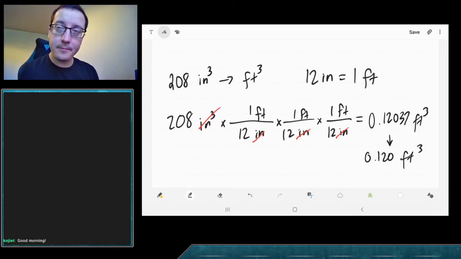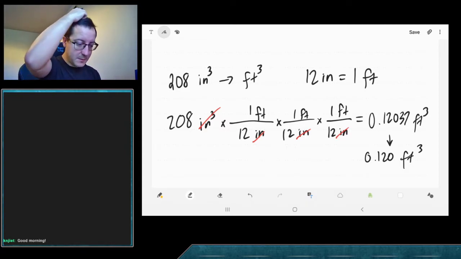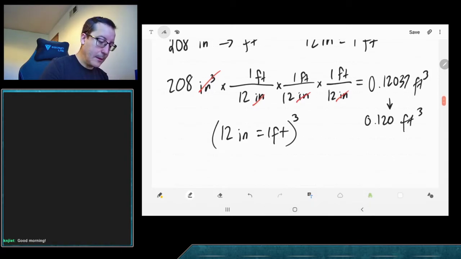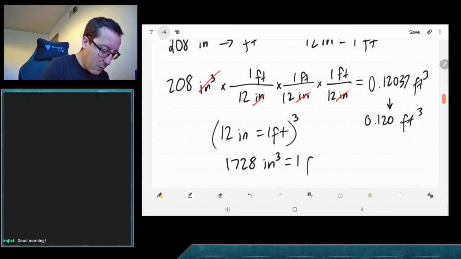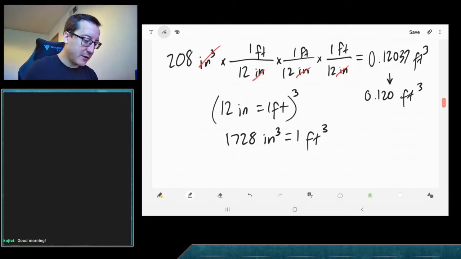Okay, or if we wanted to save space, we could just do it all at once by cubing our conversion factor. So 12 inches is 1 foot. Cube the whole thing. That means that 1728 cubic inches is 1 cubic foot, right? That's just 12 times 12 times 12. Inches times inches times inches is equal to 1 times 1 times 1 times feet times feet times feet. So that is going to be our conversion factor.